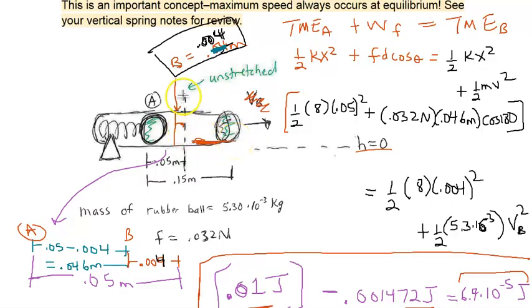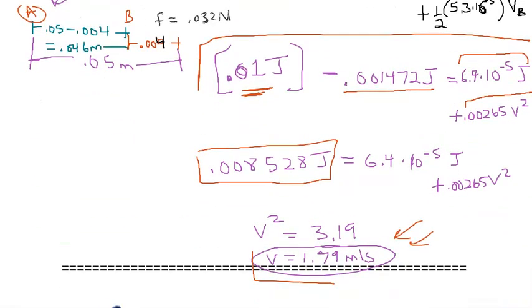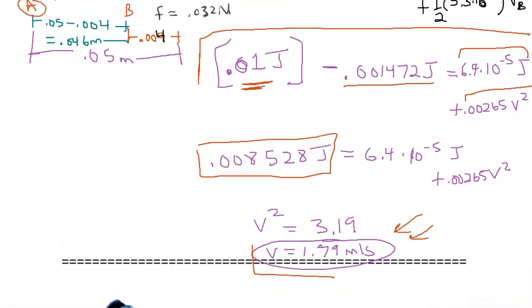From B to C, it's slowing down. And then from C to, let's call this D now, the spring's gone, and so friction is only taking energy away. At that point, I referenced the previous problem you did, and you got a speed of 1.4. So I'm just saying that seems reasonable.